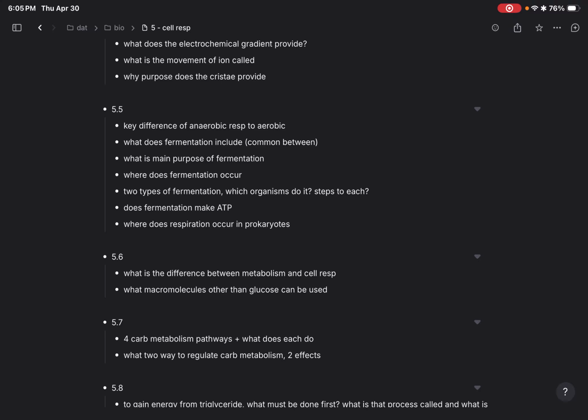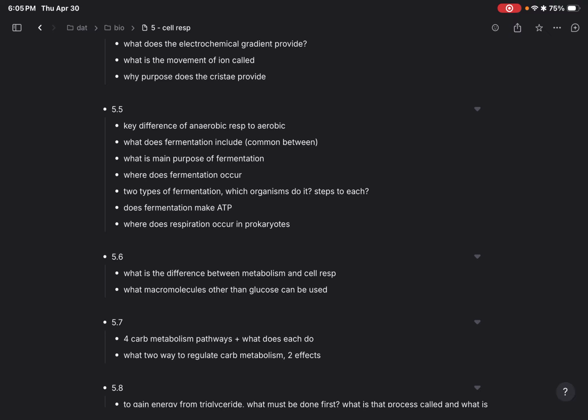Well, let me search this up. I don't see it. Where does fermentation occur? In the cytoplasm. Cytosol. Okay. Two types of fermentation. There's lactic acid fermentation and alcohol fermentation. Which organisms do it? So humans do lactic acid, like animals. Then what organisms do alcohol fermentation? Yeast, plants.